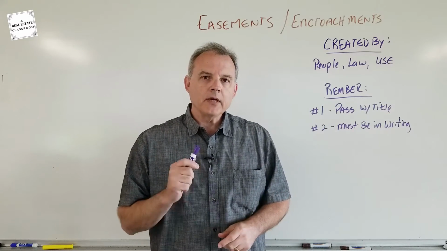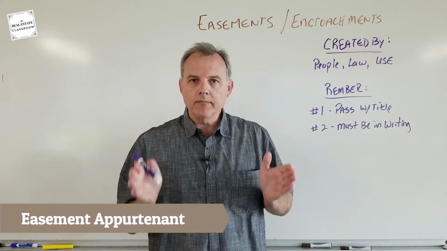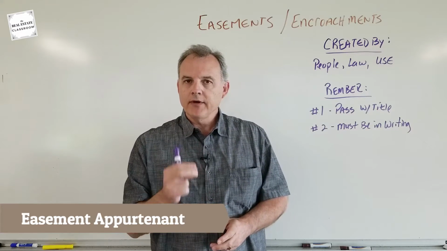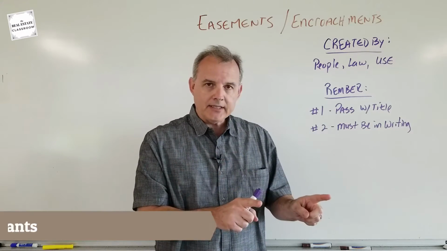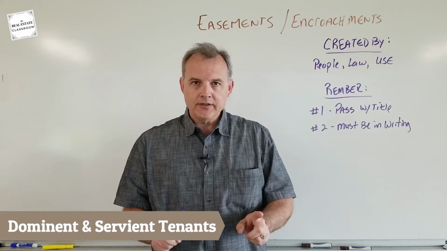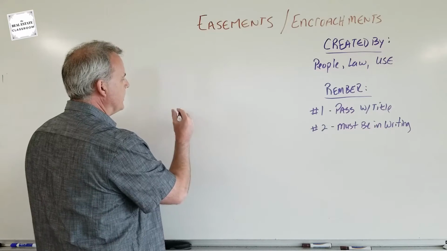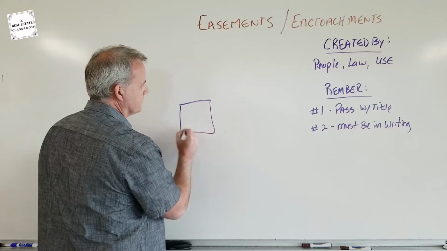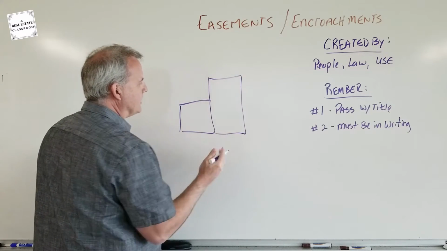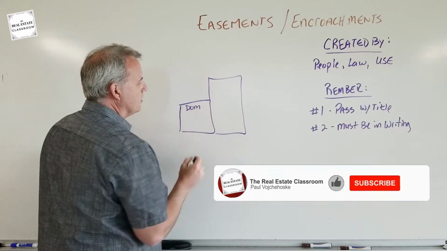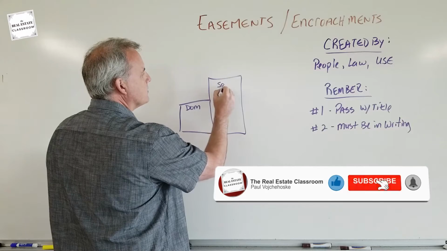Okay, the first concept I want to discuss here is easement appurtenant. Now, easement appurtenant has two key players here. Very important to understand. It's called dominant tenant and servient tenant. So let me illustrate on the board what I'm talking about here. So let's say that we have two property owners. One is a dominant tenant and one is a servient tenant. So this owner is the dominant tenant, this is the servient tenant.